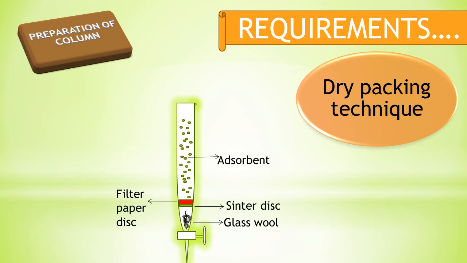Next, we are packing the column with adsorbent in dry form. In the dry packing technique, we are using the adsorbent in dry form. Next, we are placing a filter paper disc at the top so that the adsorbent layer is not disturbed during the introduction of sample or mobile phase, as disturbances can lead to irregular bands of separation.